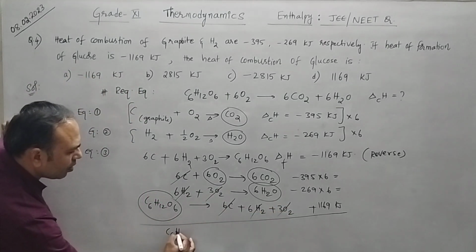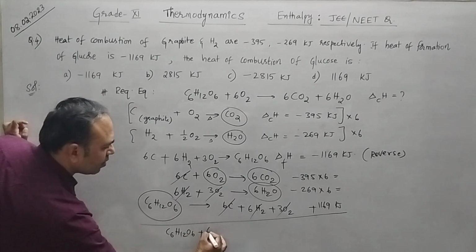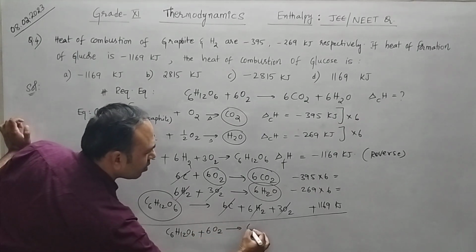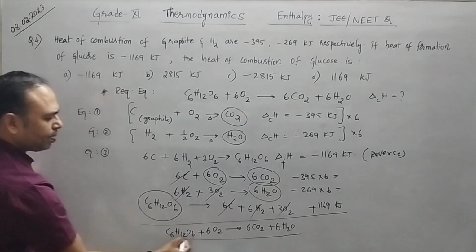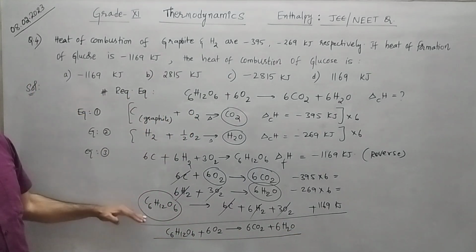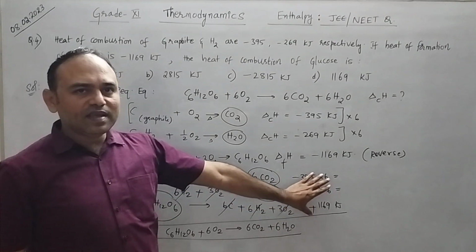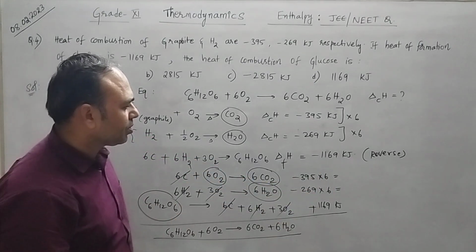Now C6H12O6 plus 6O2 gives 6CO2 plus 6H2O. So we got the required equation. Now we need to solve the enthalpy side. So let us see this.